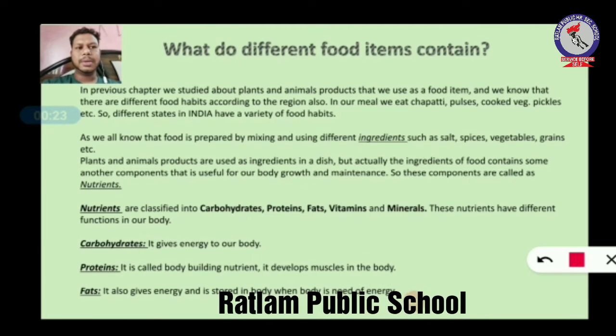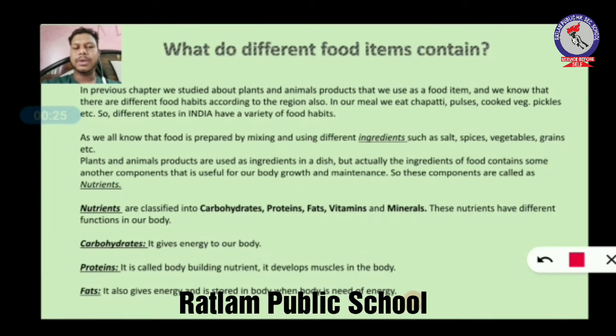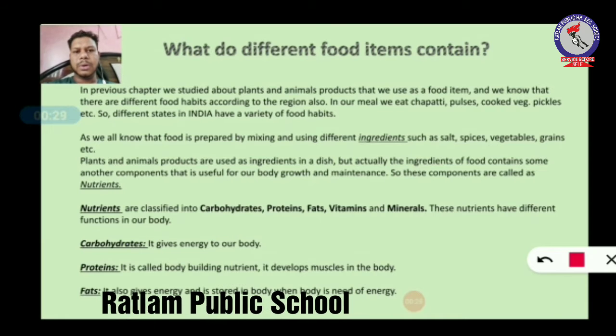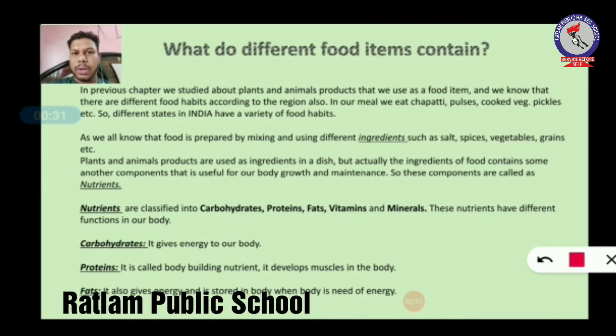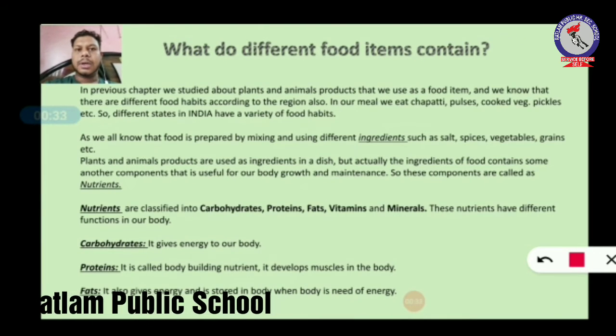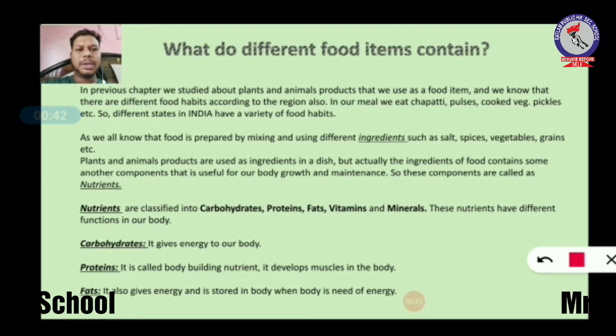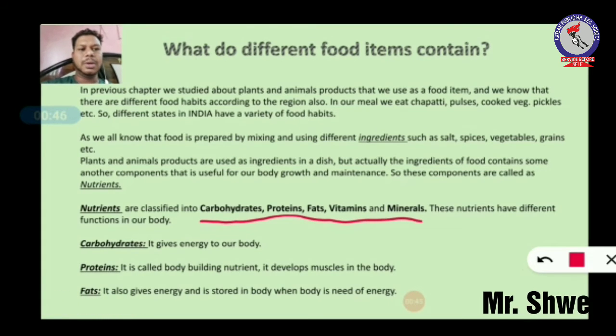The ingredients may be salt, vegetables, grain, etc., which we get from plants as well as from animals. The ingredients also contain components that are used for the growth and maintenance of our body. These components are called nutrients. Nutrients are classified into five, that is carbohydrates, proteins, fats, vitamins and minerals. The basic nutrients are carbohydrates, proteins and fats.